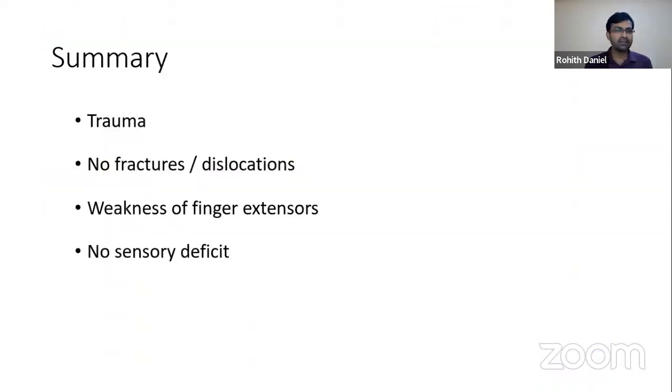Okay. So to summarize, this person has the history of trauma. There are no fractures or dislocations. Only problem is dorsiflexion of fingers is weak. That is only his problem. No other problems and no sensory deficits as well. Can anyone tell me what the diagnosis is? Hi everyone. Can you tell me the diagnosis here?